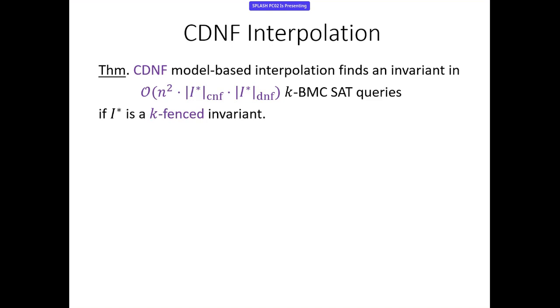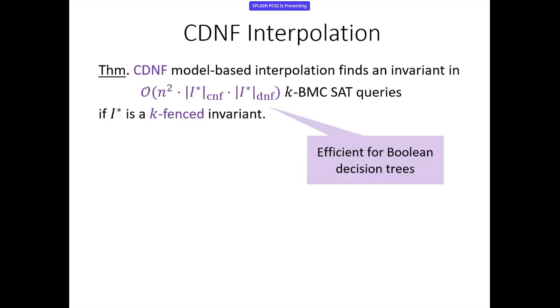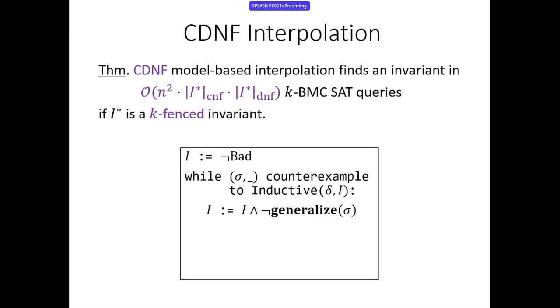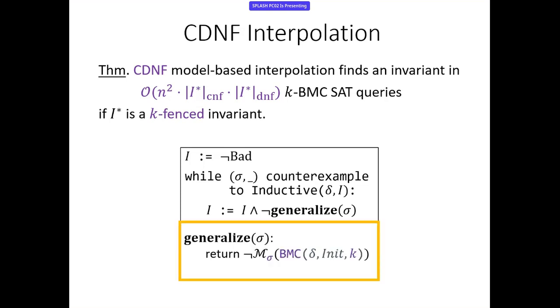The class of invariants that have both short CNF and DNF representations is very rich, and for example, contains all the formulas that can be expressed as Boolean decision trees of polynomial size. The overall structure of the algorithm is exactly the same as the model-based interpolation algorithm from before. At each point, we have a candidate invariant. We find a counterexample to induction that we want to exclude, but this time we generalize not by finding some conjunction, but by taking the monotonization of the set of k reachable states.